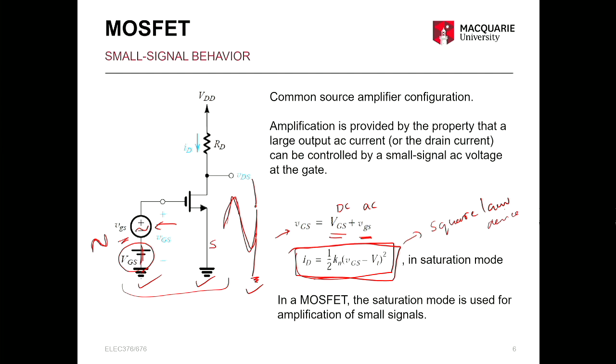BJT is an exponential device, right? Why is that? For a BJT, IC is equal to I naught e power VBE divided by VT. So it is exponential. It depends on the exponential of the input voltage VBE, which comes out as the output current IC.